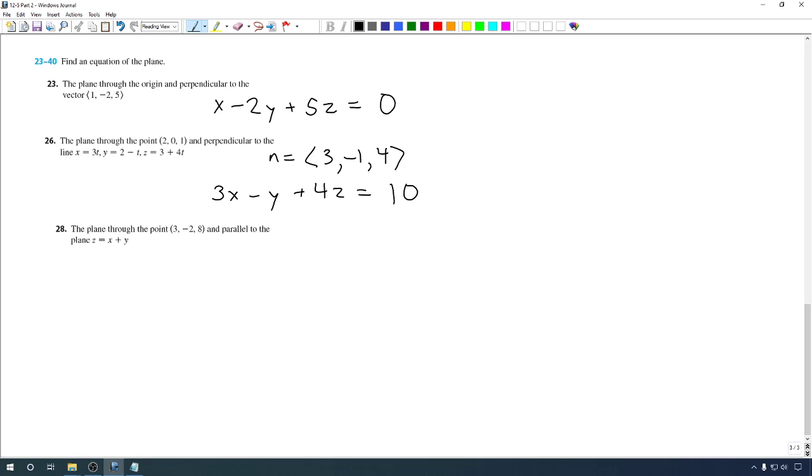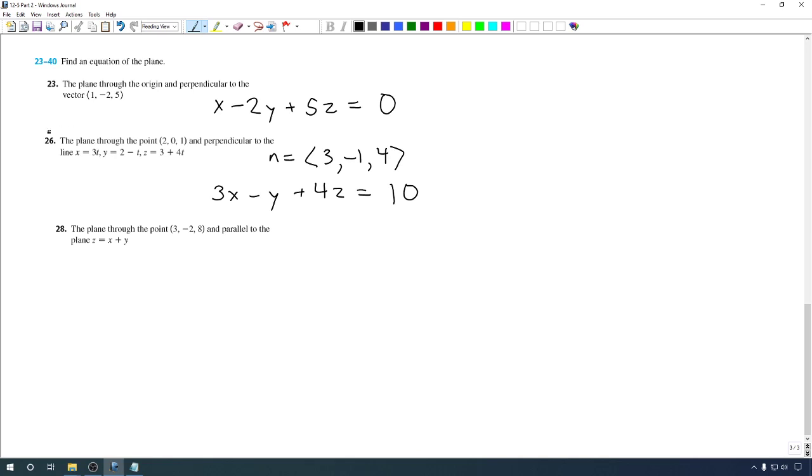These are going a little bit quicker than I was thinking they would. But here we have another problem, problem 28. We have a plane through a point parallel to another plane. So here it's a little bit different than what we had before, where we didn't have something that's perpendicular, but we have a plane that is parallel to.